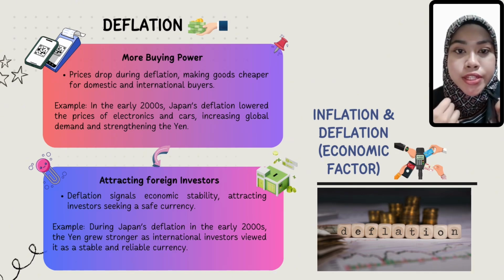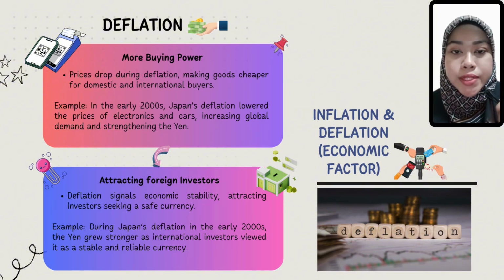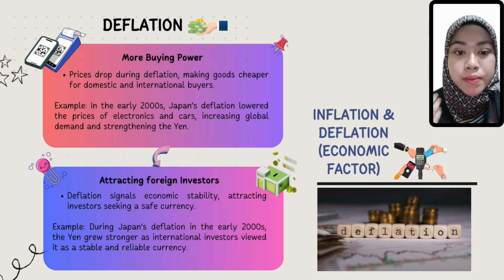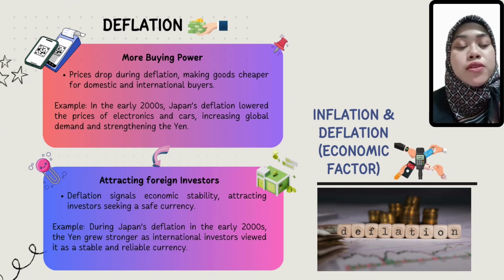Next, deflation can show the economy is stable, where it can attract foreign investors who are looking for a safe currency to invest their assets. When deflation happens, a currency might seem undervalued or less risky, making it attractive to international investors. As I mentioned before, in the early 2000s, Japan experienced a deflation period. The Japanese yen became stronger because international investors viewed it as a stable currency and a secure option for them to invest their assets.